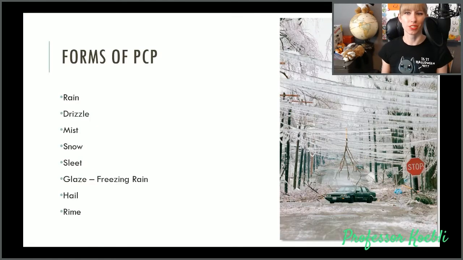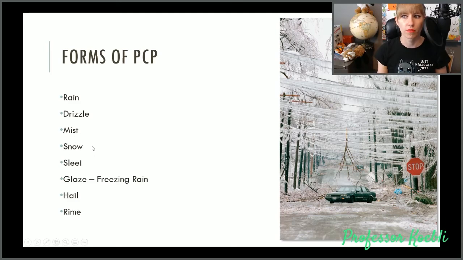Forms of precipitation involve these. There is a lot. You only need a few to remember in your study guide. The first one is rain. We're all familiar with rain. You have to have a droplet of at least 0.5 millimeters in diameter. Next is drizzle. Drizzle has droplets less than 0.5 millimeters in diameter. Mist has the smallest droplets that are able to reach the ground.